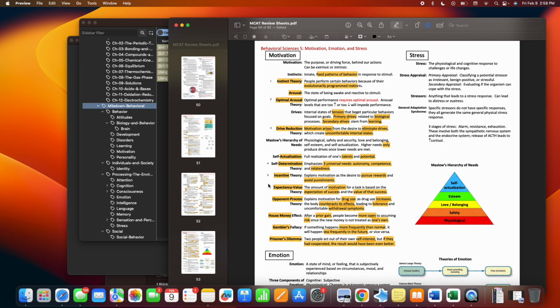Then the incentive theory is basically based on the incentives that you have, right? So you do work, and it explains your motivation as a means to get rewards or avoid punishments. And expectancy value theory is the sixth theory, which is about the amount of motivation for a task being related to the expectation of the success that you want to get, and also the value of success.